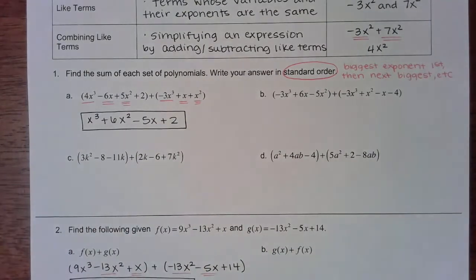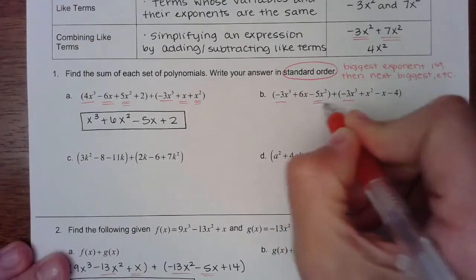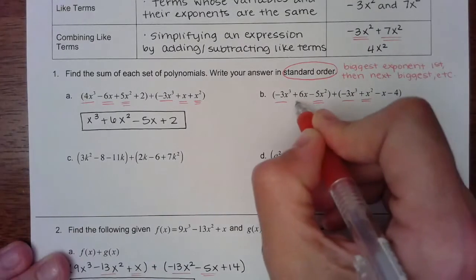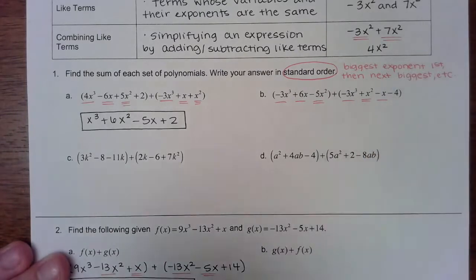So when you're doing this and when you're adding them, you're just looking for like terms. And so on this next one, the to the thirds will go together, the to the seconds will go together, the to the firsts will go together, and then the number stays last. And so you just go through the process of adding them up.